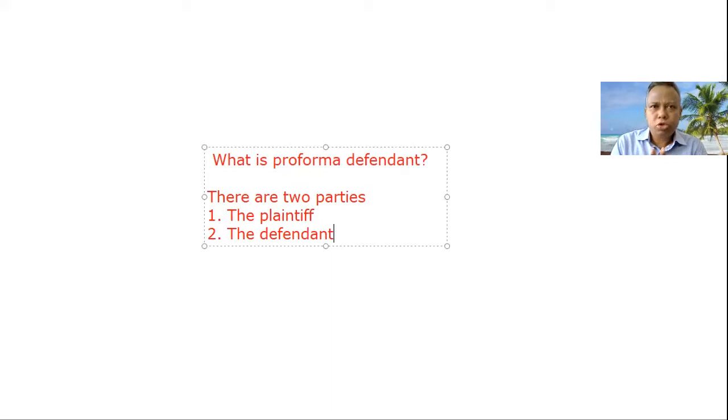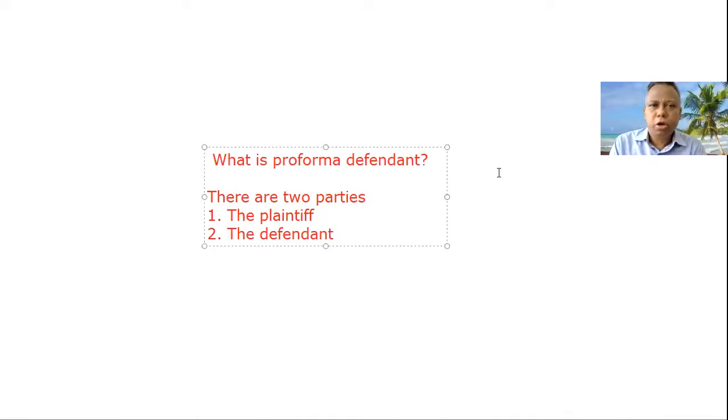The person against whom a suit is brought, or against whom relief is sought, is called the defendant. That sort of person is called a necessary party, without whom a dispute cannot be decided. But there are some parties whose presence is required for the sake of law. That person is called a proforma defendant.